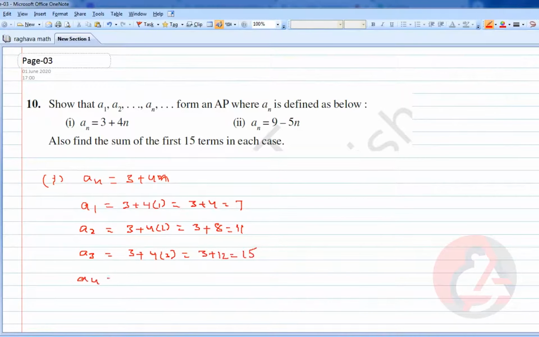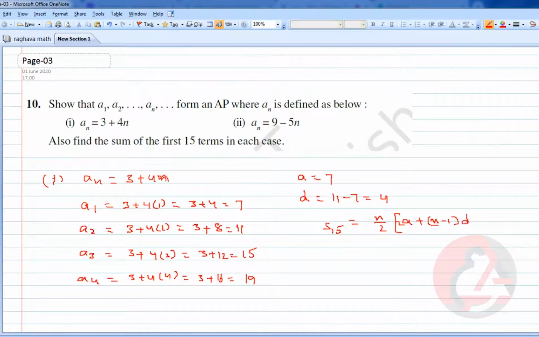a4, so 3 plus 4 into 4, 3 plus 16, so 19. By giving values 1, 2, 3, we got these. So the first term is 7 and the common difference is 11 minus 7, that is equal to 4. He is asking S15. How to find the S15 value? Sn is n by 2 into 2a plus n minus 1 into d.